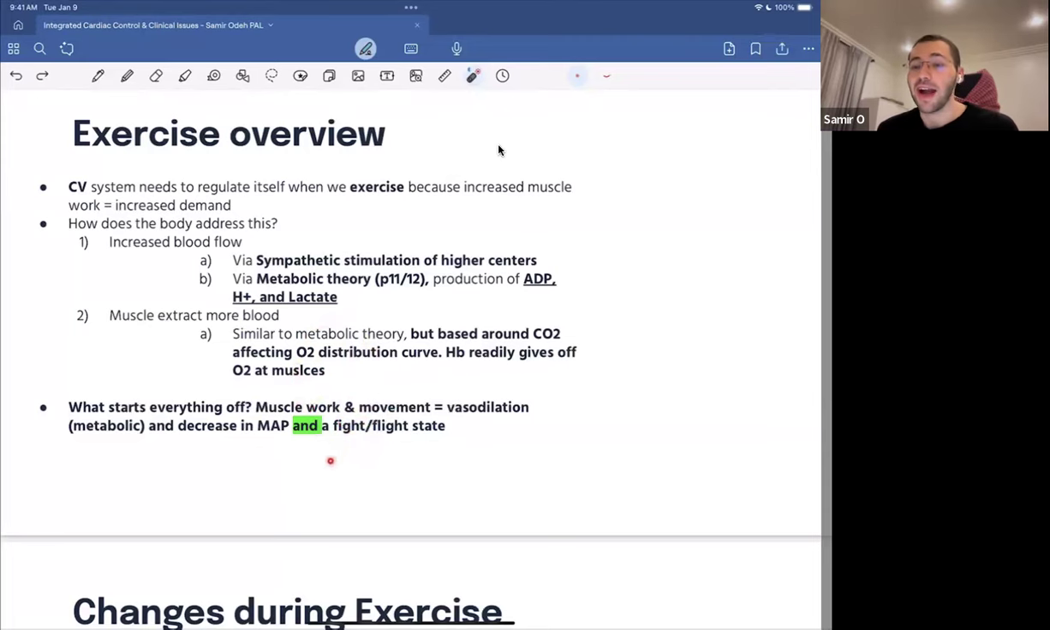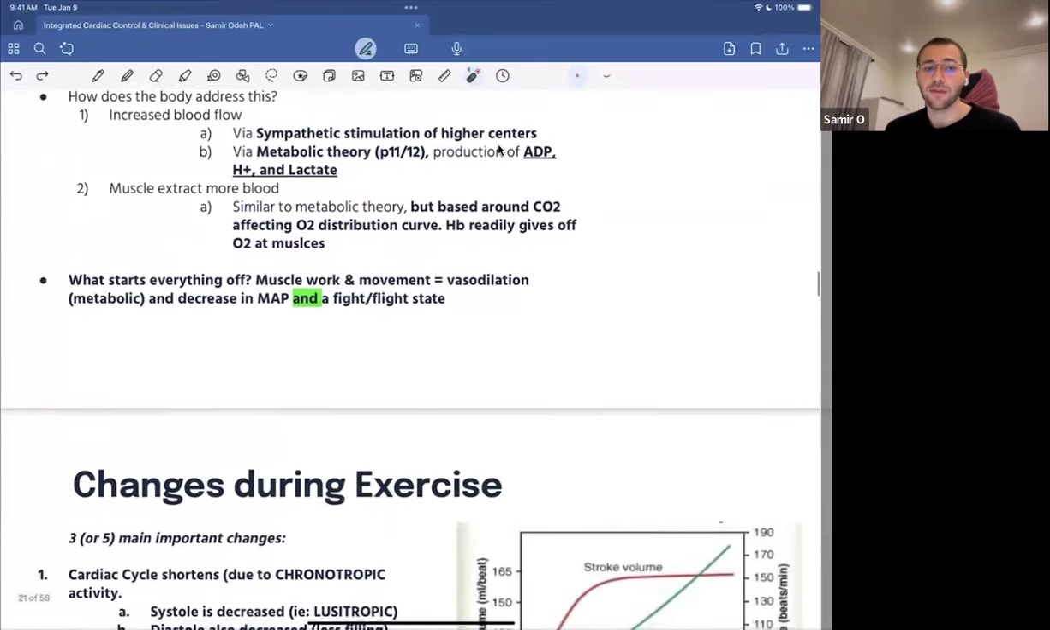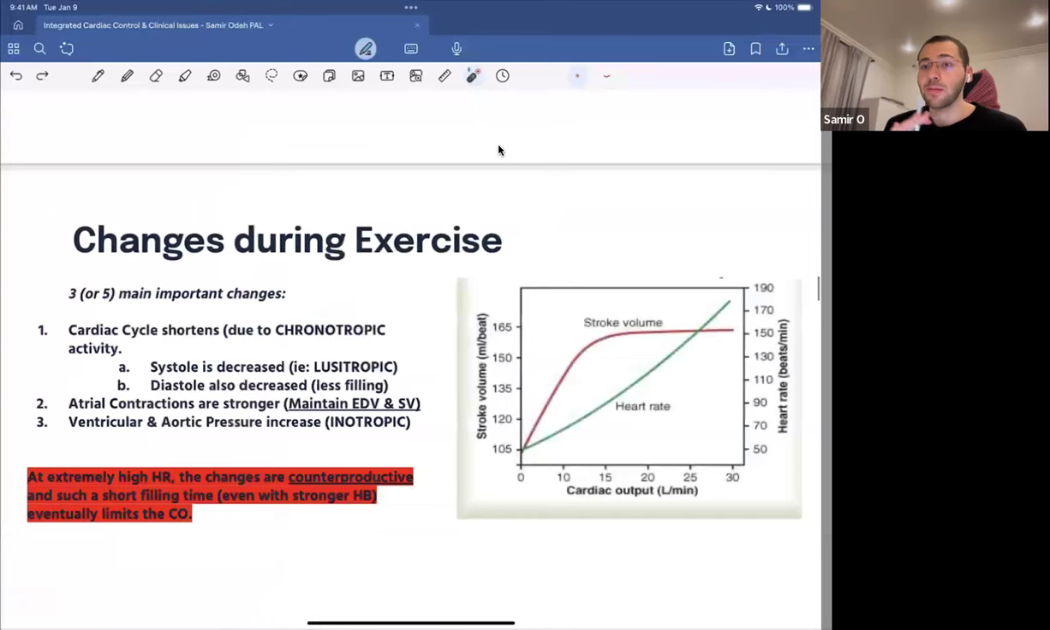And it's because those muscles are actively consuming blood. They need so much blood that they're causing a decrease in blood pressure. And of course, what that does is it's going to be detected by your baroreceptor reflex, and it's going to cause an increase in sympathetic drive.